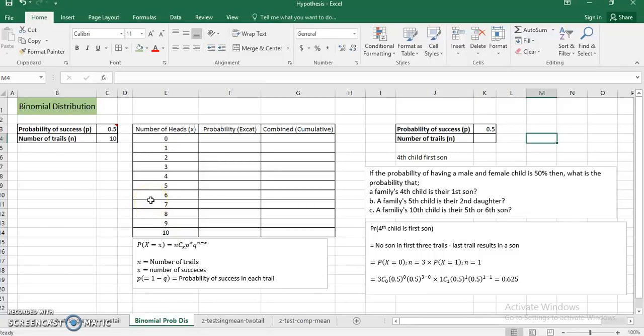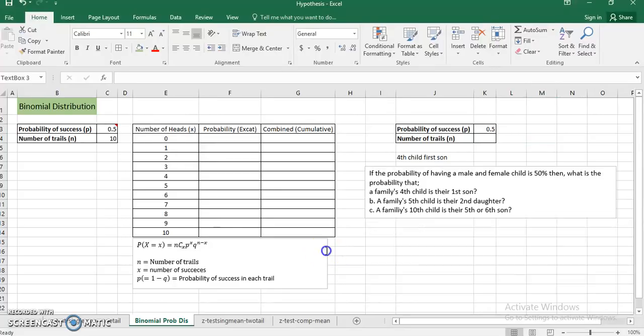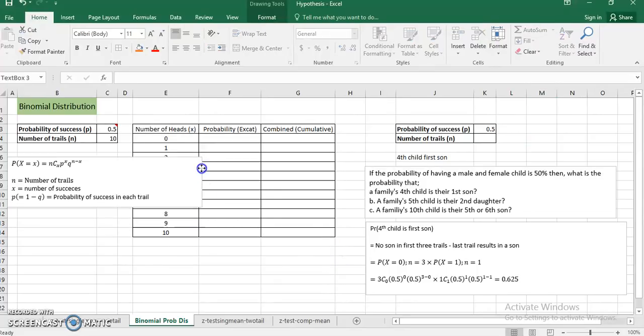Good evening, everyone. So today I am talking about binomial distribution and how to solve certain problems on Excel by using binomial distribution. So first of all, I wish to discuss the formula which is given by James Jacob Bernoulli.